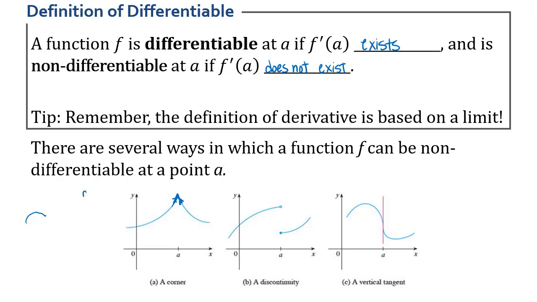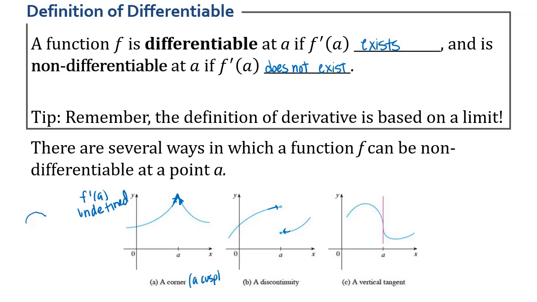So f prime of a is undefined, and we say it's because it has a corner. Sometimes you're going to hear it called a cusp, or a peak, I think is what I mean. Next, discontinuity. Remember when we learned about continuity, this is called a jump discontinuity. As we approach this from the left and from the right, we're getting different values for that limit, and so the limit as we approach a does not exist.